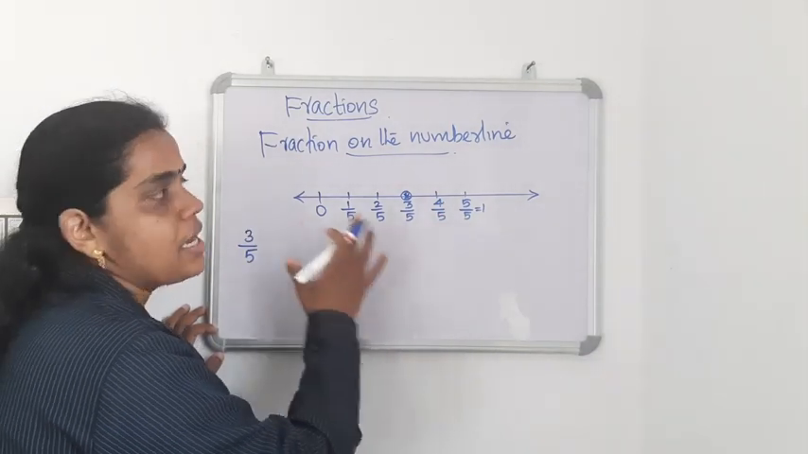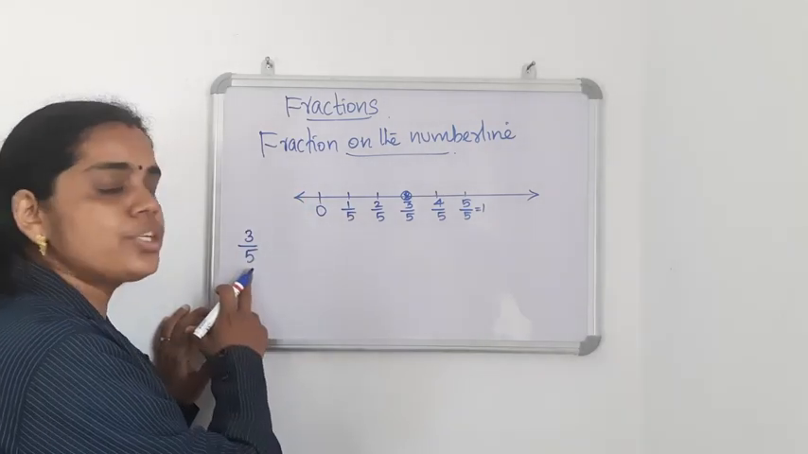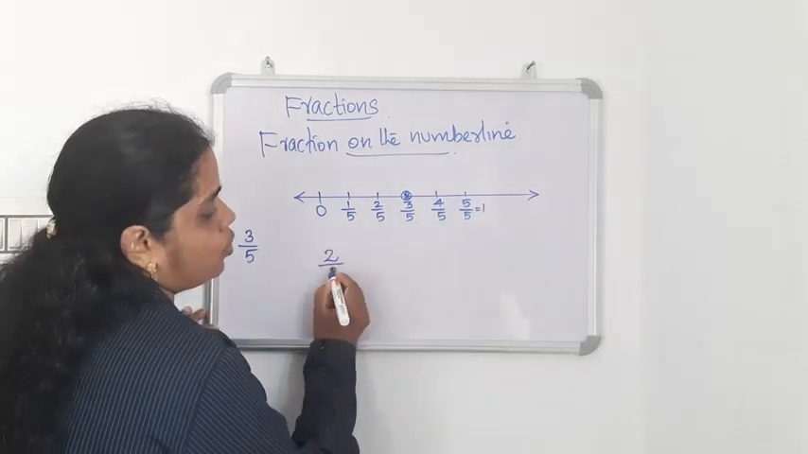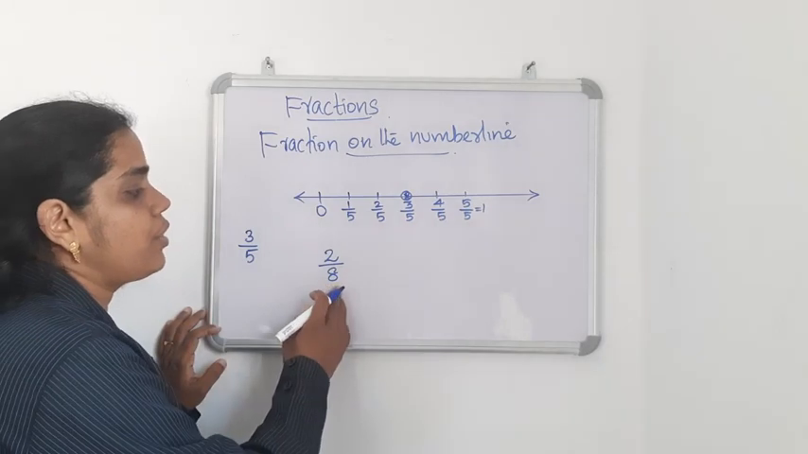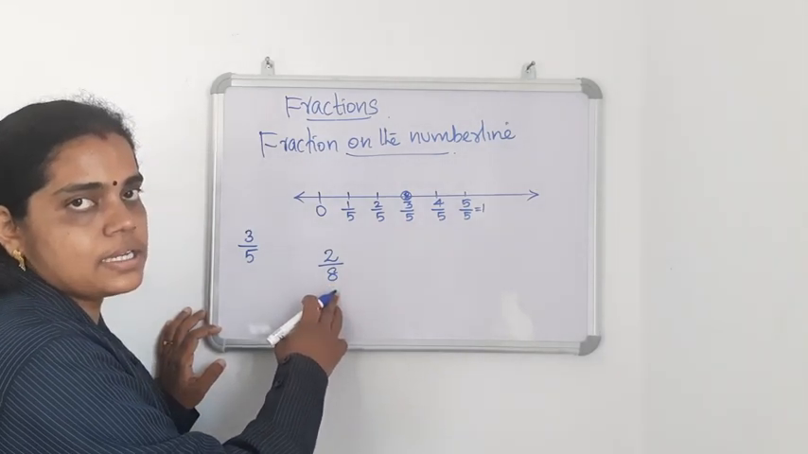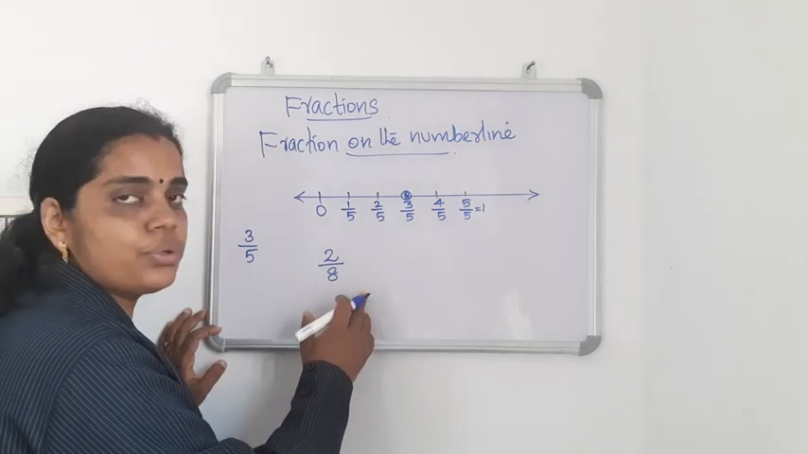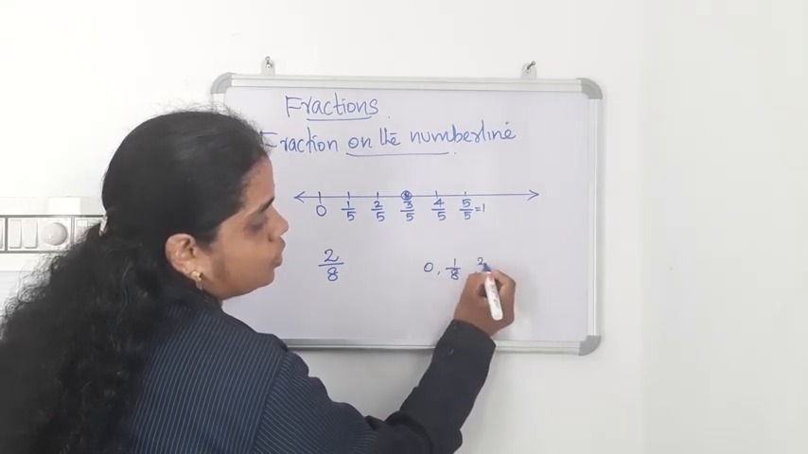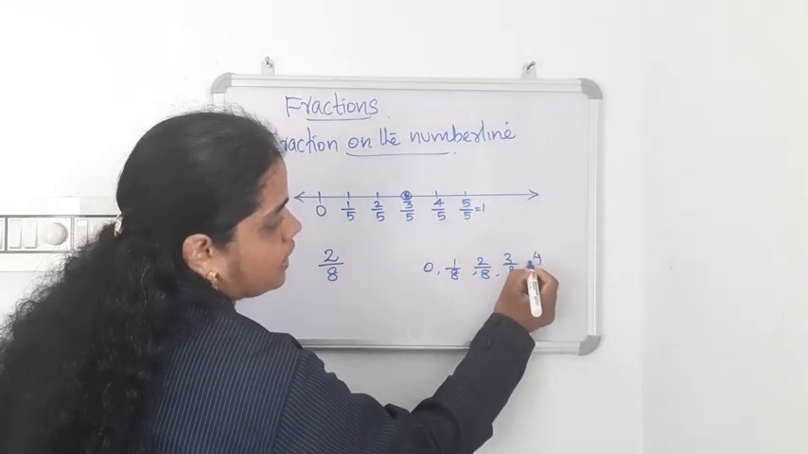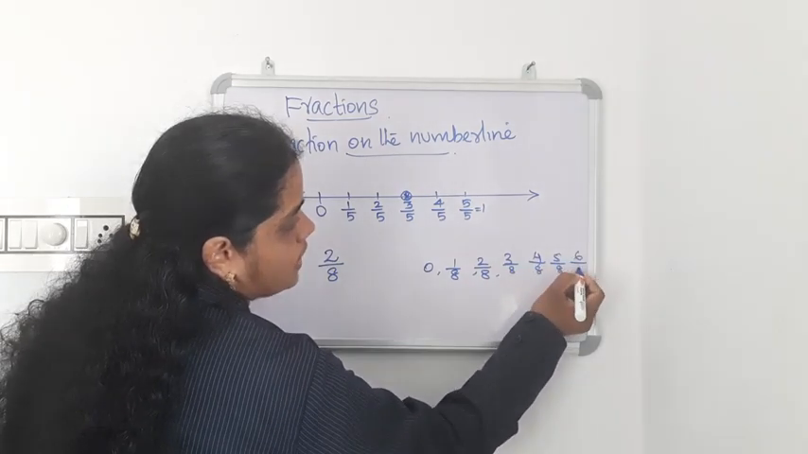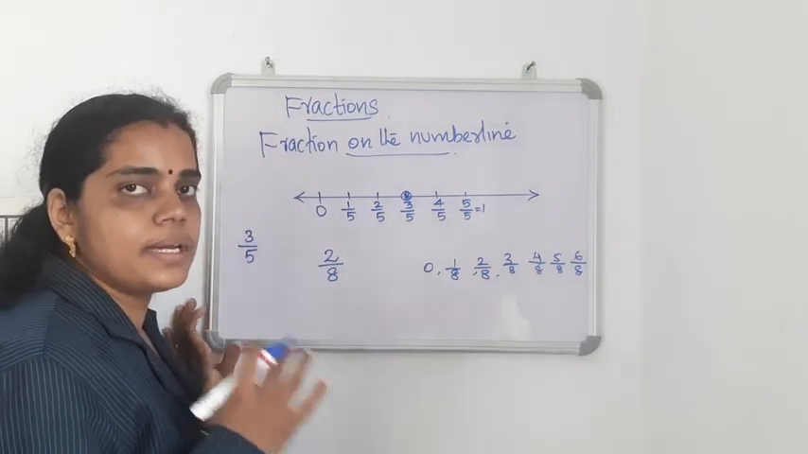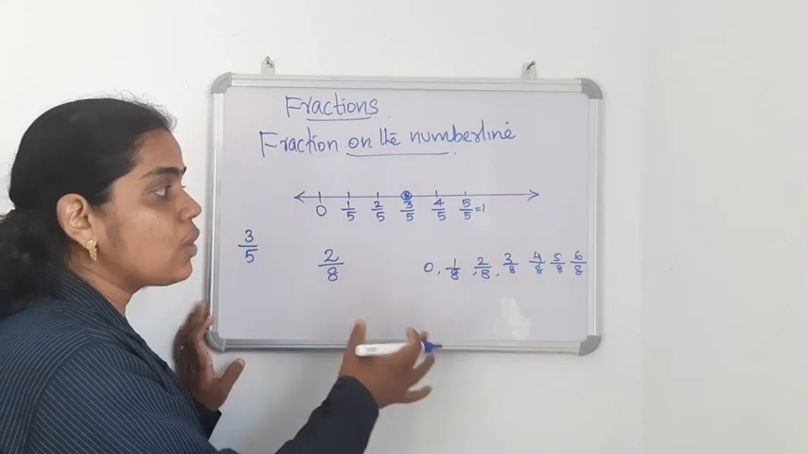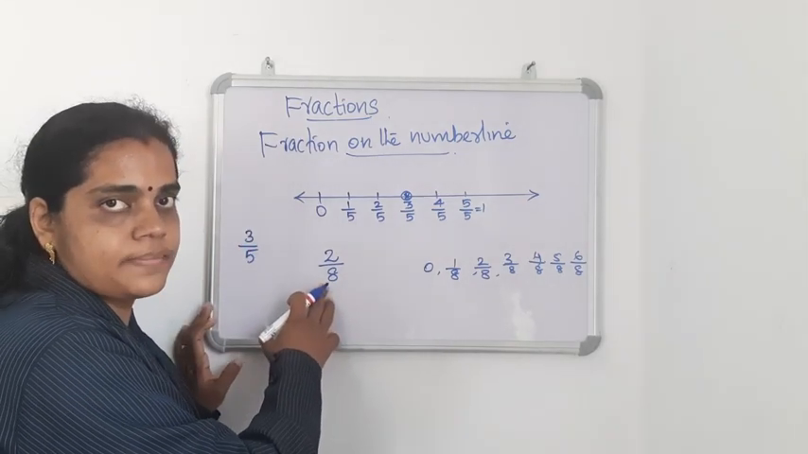This way you can mark any fraction on a number line according to the denominator. If the denominator is 8, we need to mark 2 by 8. Okay, so according to the denominator, what is the denominator here? 8. So we need to split the number line into 8 equal parts. How to divide? 0, 1 by 8, 2 by 8, 3 by 8, 4 by 8, 5 by 8, 6 by 8, 7 by 8, 8 by 8 is 1. In such a way you need to split the number line into equal parts according to the denominator. Okay, clear?